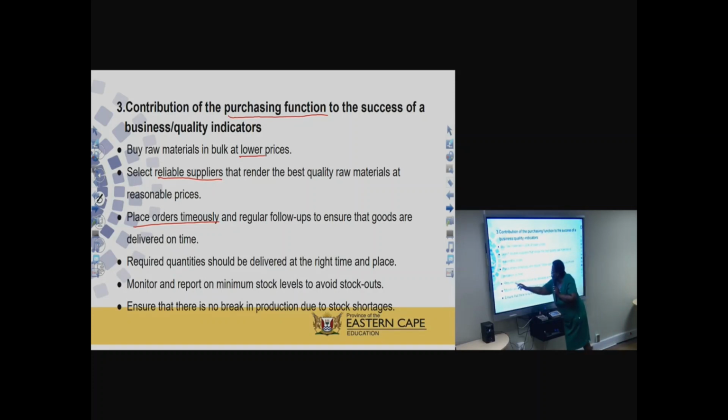Also, the required quantities should be delivered, because you selected a reliable supplier. When you select a reliable supplier, that supplier will be able to do what? To deliver at the right time and at the right place. And also you will be able to monitor and report on minimum stock levels so that you don't have a stock-out where your employees are not producing because there is no stock. And also you must ensure that there is no break in production due to stock shortages.